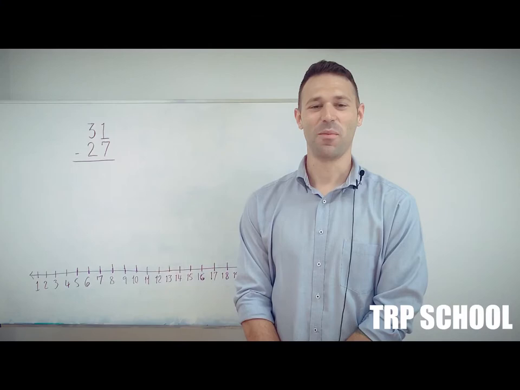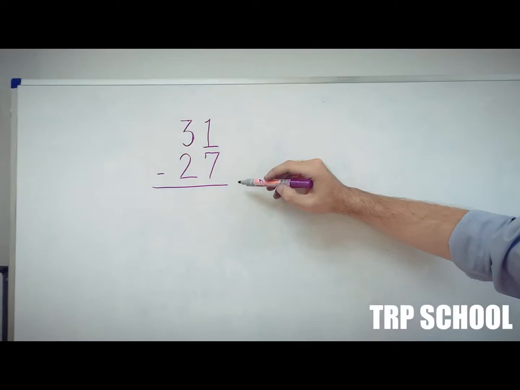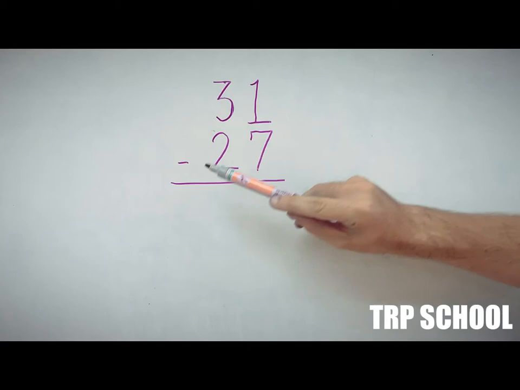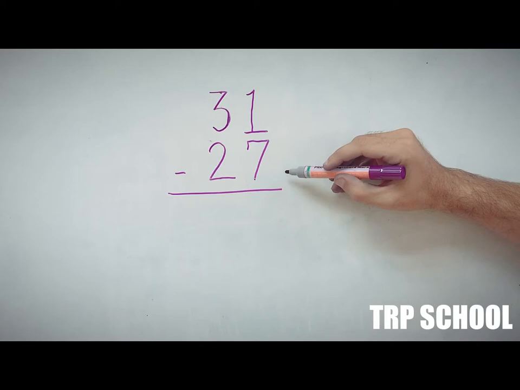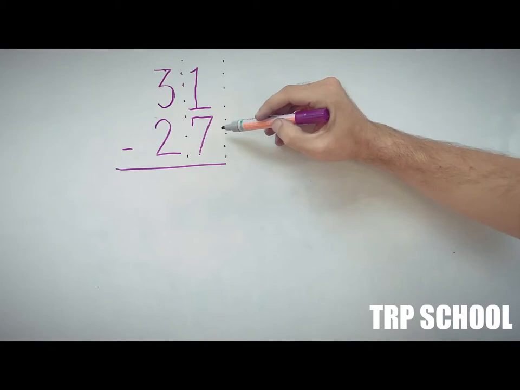Welcome to our last problem, everyone. This time, we're going to be looking at a takeaway problem with two-digit numbers. For this problem, we can start by reading. So the number is 31, take away 27. As always, we're going to start taking away in our ones place. We have a 1, take away 7. Let's move that over here.